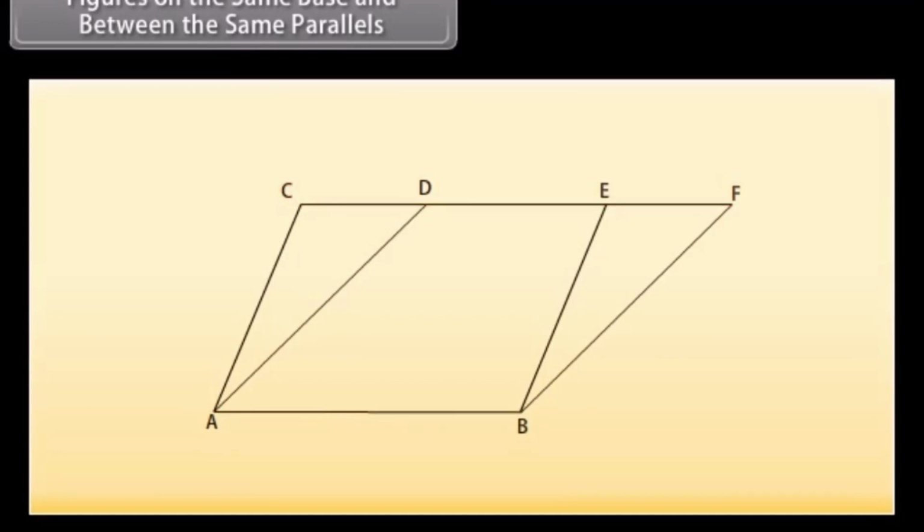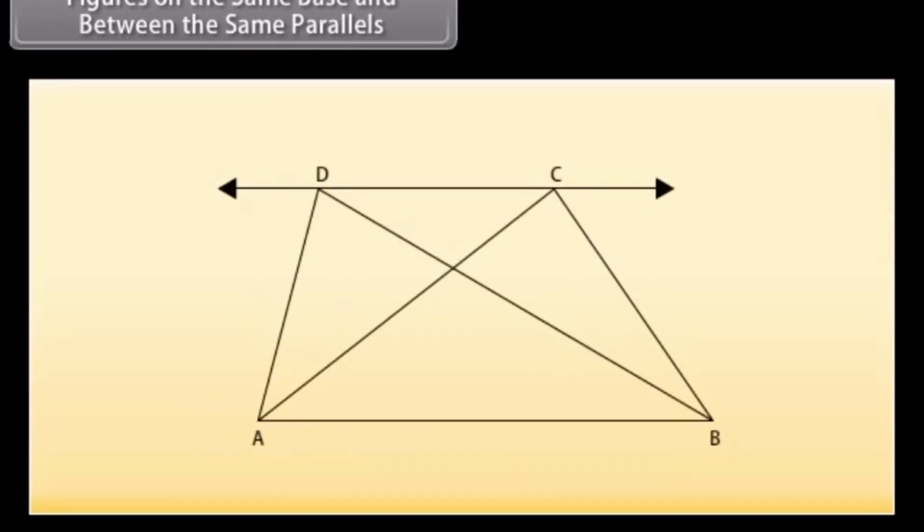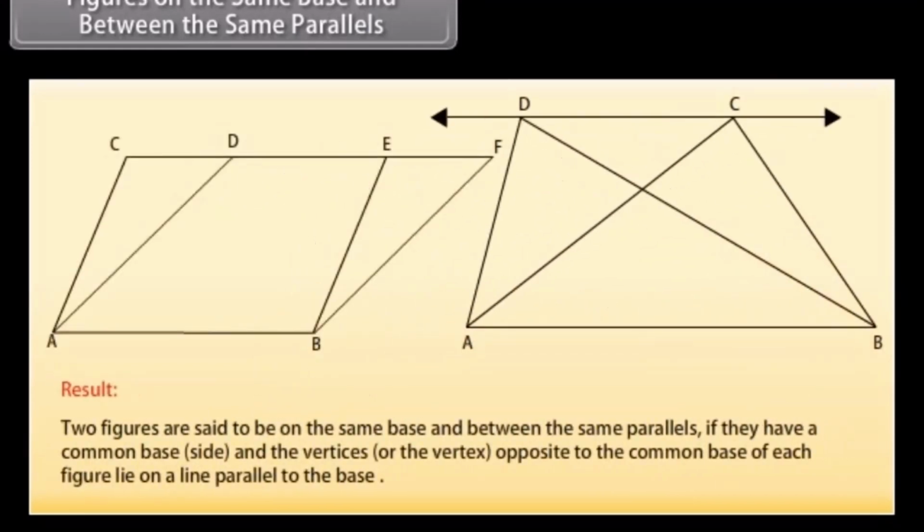and CF. Similarly, in this figure, the triangles ADB and ACB both lie on the same base AB and between the same parallels AB and DC. So we can say that the 2 figures are said to be on the same base and between the same parallels if they have a common base side and the vertices or the vertex opposite to the common base of each figure lie on a line parallel to the base.